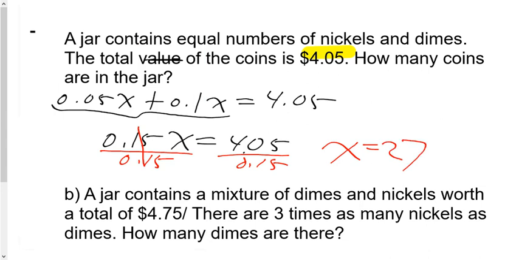So what does that mean? That means there are 27 dimes and there are 27 nickels. You just have to say how many coins are in the jar. There's 27 dimes and 27 nickels.